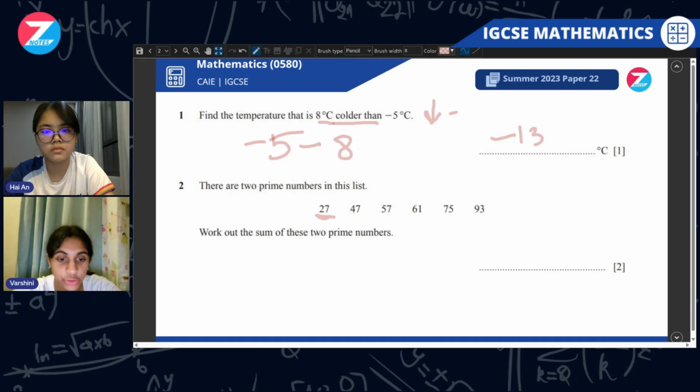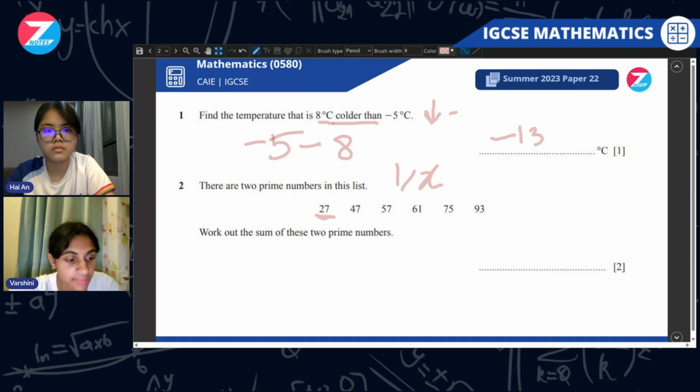And so basically, what is a prime number? It can only be divided by itself and 1. So 1 and x. That's all it can be divided by. And 27 has more factors, so we can rule out 27.